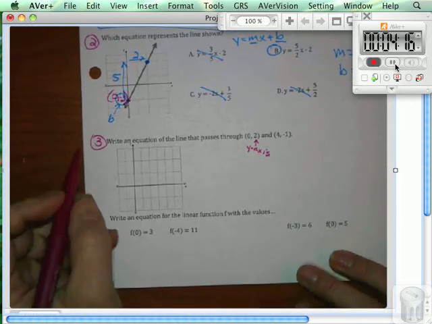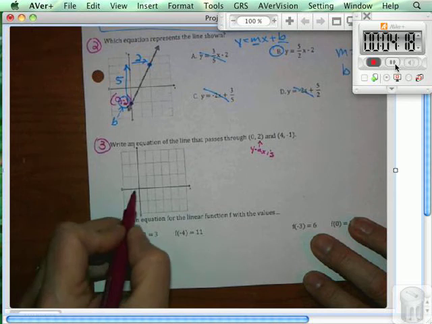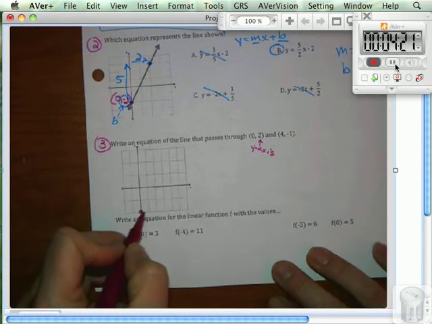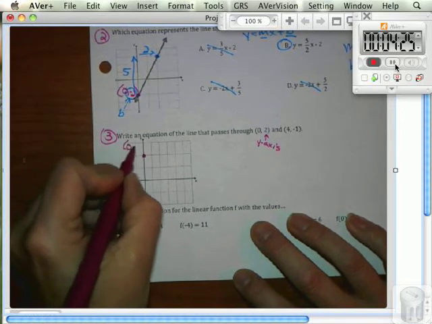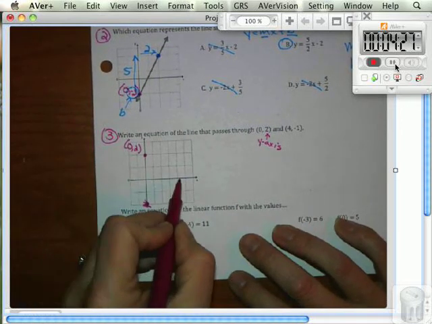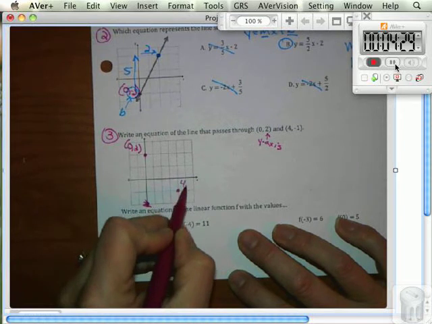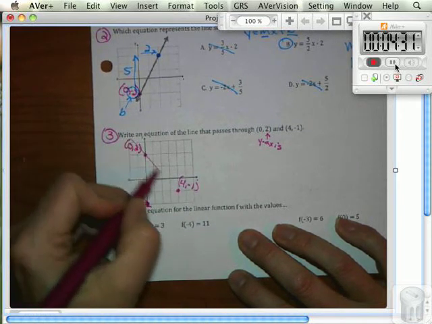But let's just plot this point. Over 0, up 2. (0, 2). And then over 4, down 1. (4, -1), and I connect them.